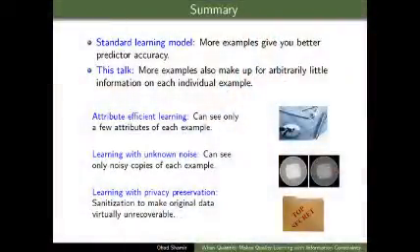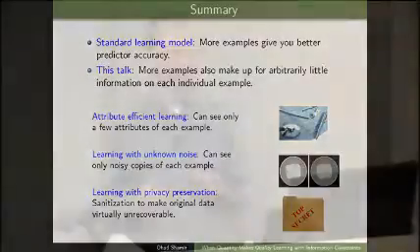Okay, so to summarize, in the standard learning model, this idea of having more examples is usually seen as a way to get you better predictor accuracy, getting something closer to the optimal predictor. In this talk, I talked about more examples, but from a different angle, where more examples actually makes up for individual examples of arbitrarily low quality or arbitrarily little information on each individual example. And I talked about 3 different settings.